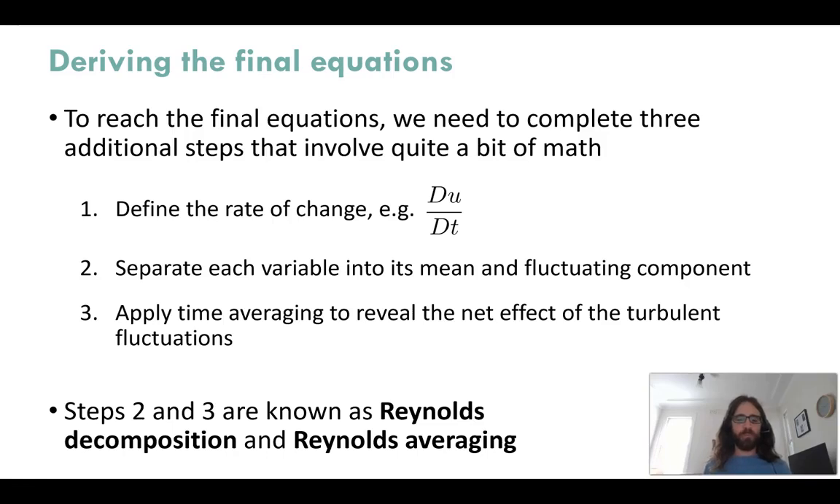In order to go from the version of the conservation equations that we have to the final version, there are 3 steps that we need to complete, which unfortunately contain quite a bit of math. The first is to define this rate of change, the derivative that is given a capital D. The second is to then separate each variable into a mean and fluctuating component. The second step is known as Reynolds decomposition. And then finally, the third step is to apply time averaging to reveal the net effect of all of the turbulent fluctuations. And that's what's known as Reynolds averaging.